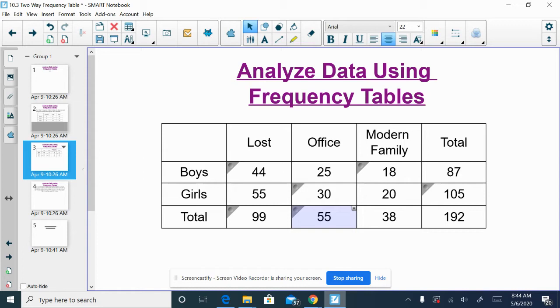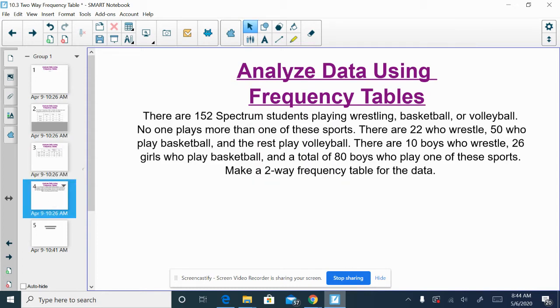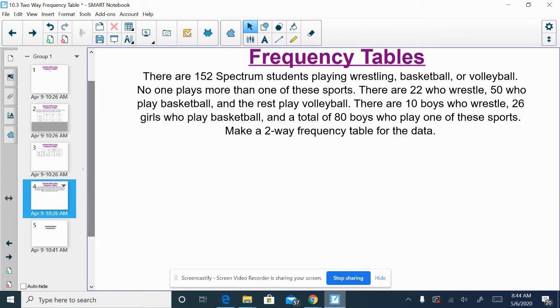We do have one question that will be a little bit more difficult, and that would be building your two-way frequency table. So in these situations, I give you a bunch of information, and you're going to have to create the frequency table. I think what's hard about this is getting it started. Oftentimes, in this situation, there are 152 Spectrum students that play either wrestling, basketball, or volleyball. For this example, no one can play more than one of these sports. I think those are all winter sports, so it makes sense.